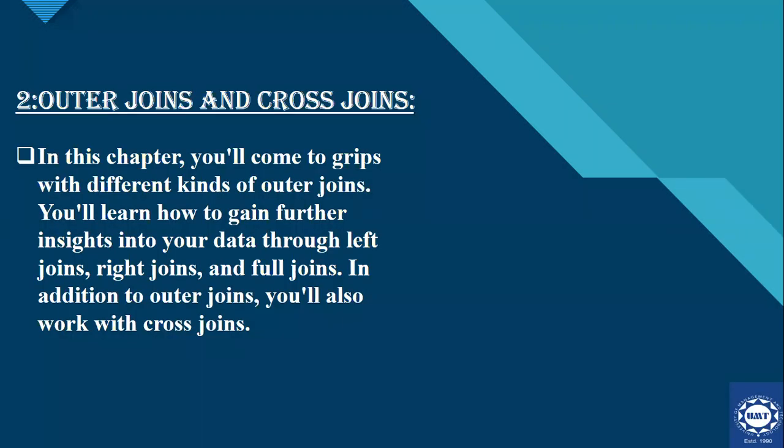The second most important chapter of this course is outer joins and cross joins. In this chapter, you'll come to grips with different kinds of outer joins. You will learn how to gain further insights into your data through left joins, right joins, and full joins. In addition to outer joins, you will also work with cross joins.